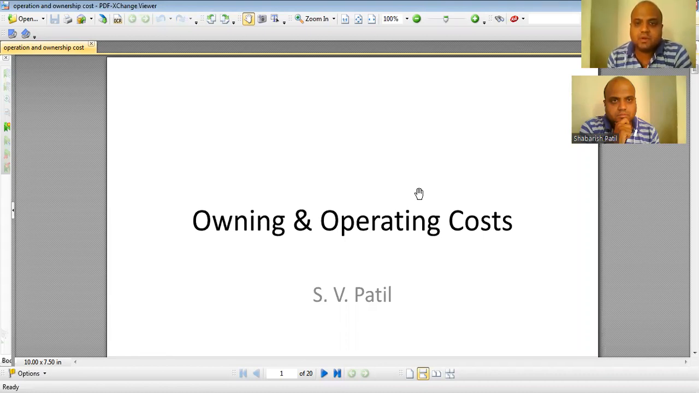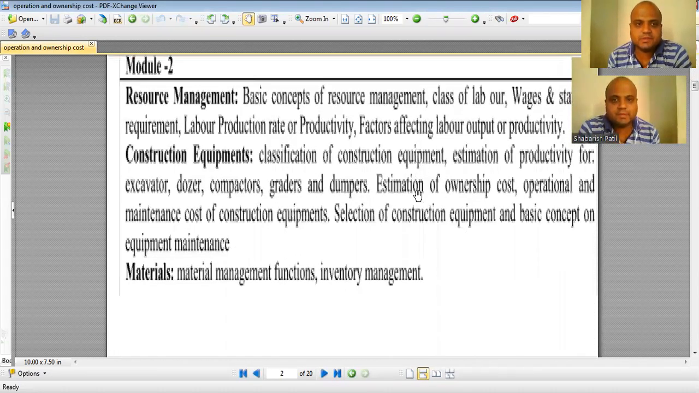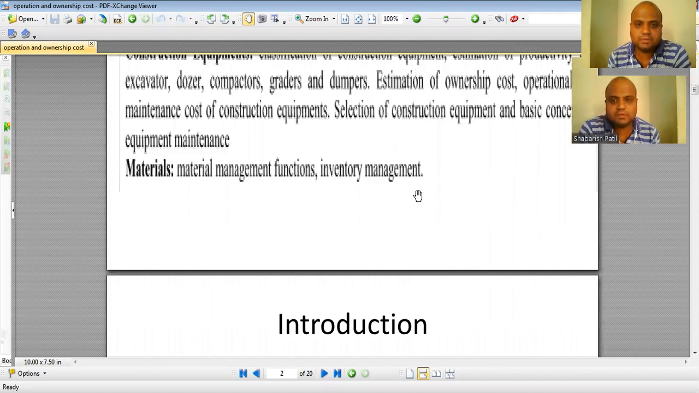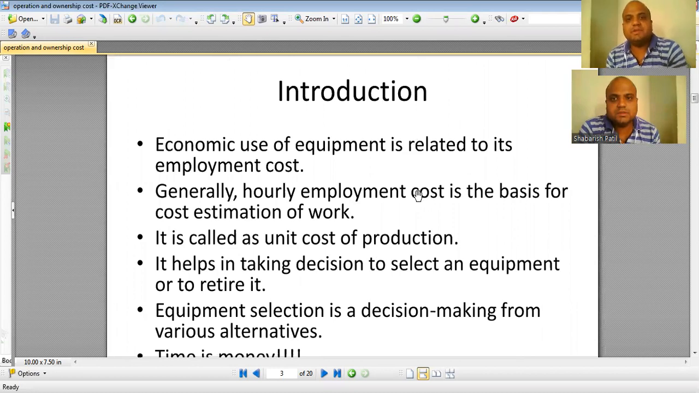Today I'm going to deal with owning and operating costs, part of module 2. This is the syllabus of module 2. So, in the introduction of this part, the economic use of equipment is always related to its employment cost. How economically we use an equipment on the site always depends on how we employ that. It is related to the employment cost.